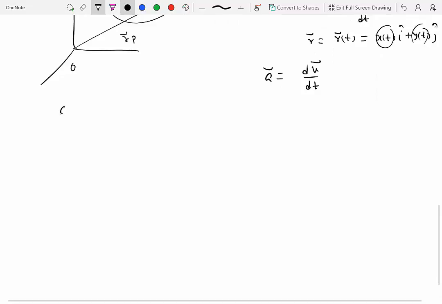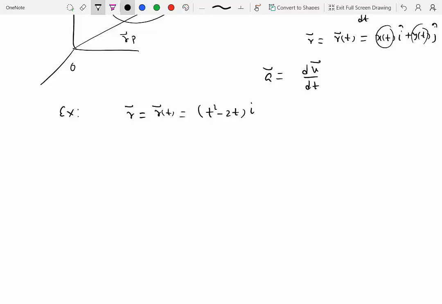Okay, so let's do a simple example. Let's say I am given the position of a particle r as a function of time to be (t squared minus 2t) i hat plus (3t squared minus 1) j hat, in meters. Okay, I'm just making up an example over here. Clearly, the position of the particle is dependent on the time. At time t equal to 0, it's someplace, and at time t equal to 1 second, it may be somewhere else. And we are interested in finding what the velocity is and what the acceleration is.